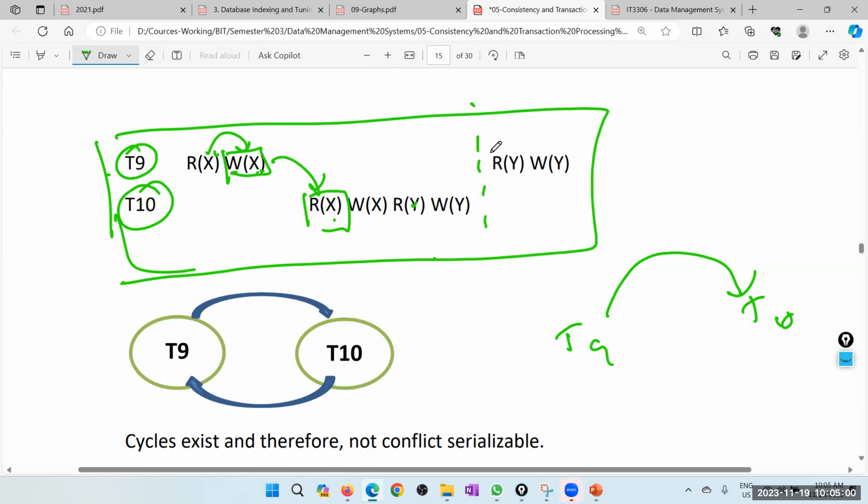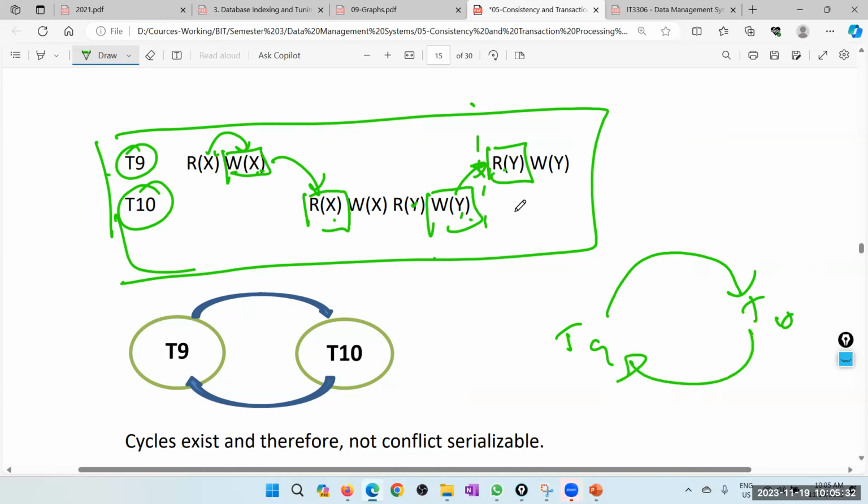Now you have a read Y. And you can see that you are reading Y, which is written by this one. Of course, read is not an issue, but a write-read dependency is there. Two different transactions, same data, one of the operations is a write. This is not an issue because it is two transactions, same data, but both are reads. But these two are possibly conflicting, and that dependency is going from T10 to T9.